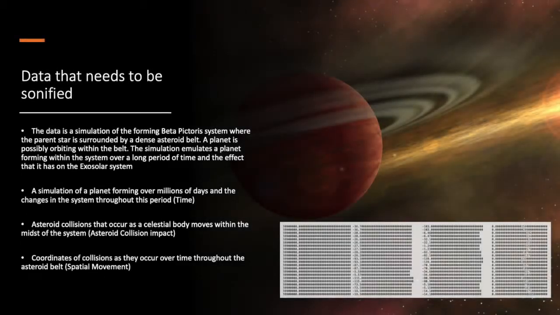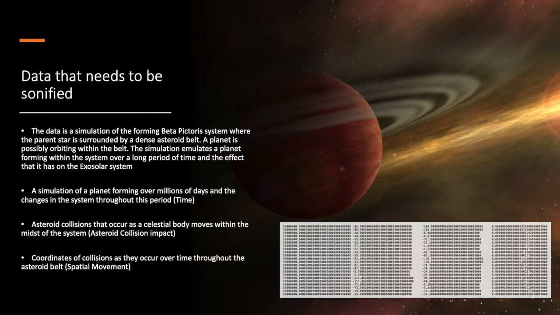The dataset was a simulation that was built from data collected from the Beta Pictoris system, and further information was added that replicate the development of this exosolar system over a long period of time. The temporal aspect of the data spanned over 1 million days.